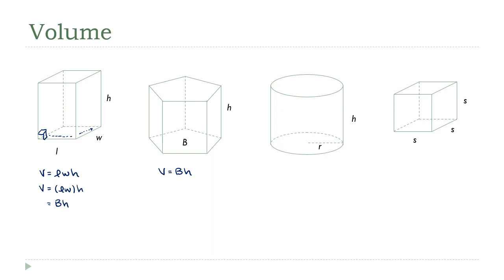And this same reasoning works even for something like a cylinder where the sides are curved. The volume of this cylinder is equal to the area of the base times the height. The base is a circle here, and we've got a formula for the area of a circle. So the volume of a cylinder is pi r squared h. And then finally, we have one more special case here. If we're talking about a rectangular prism where all the sides are the same length, that's a cube. And just using our volume formula, this is S times S times S, which is S cubed.